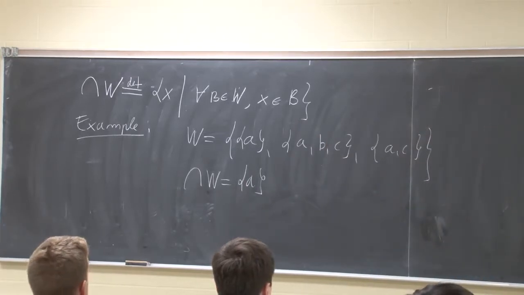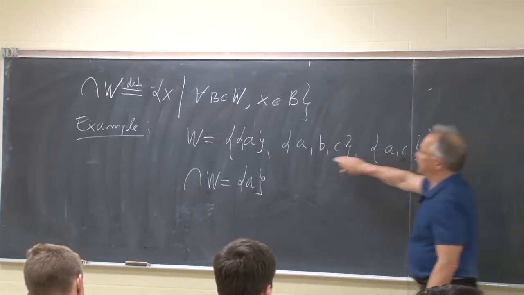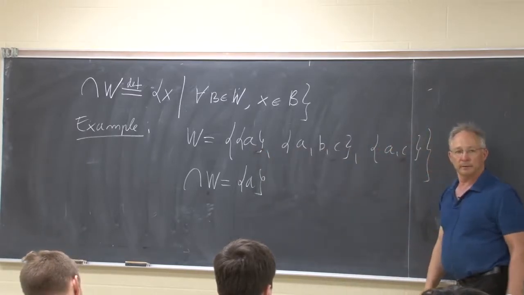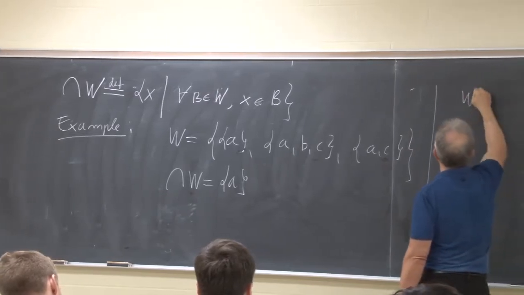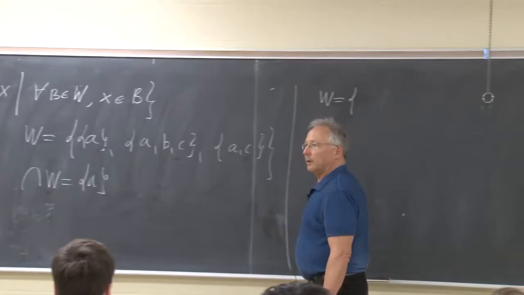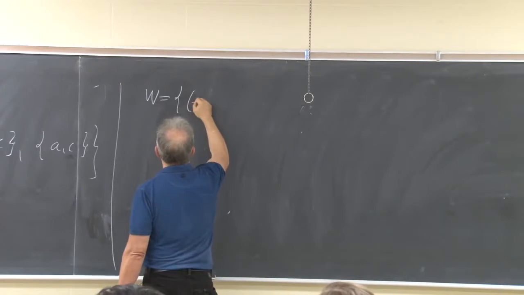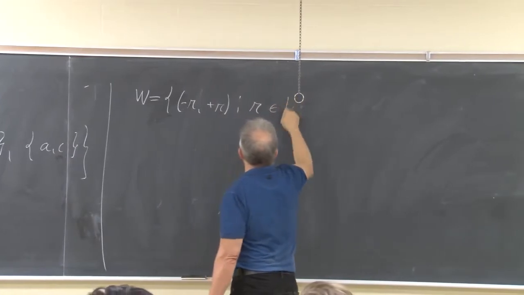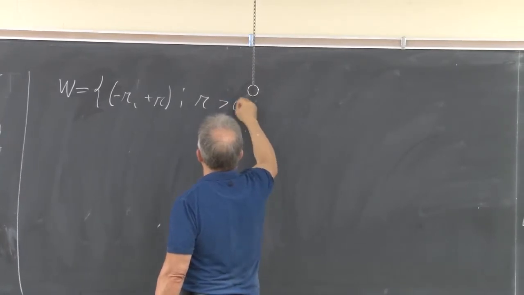Okay, let me consider a slightly more interesting example. So I have here three sets. The only element that belongs to all three sets is the element A. So here is a more interesting example. So say W is the set of all intervals of the form minus R, plus R, such that R is a positive real number.